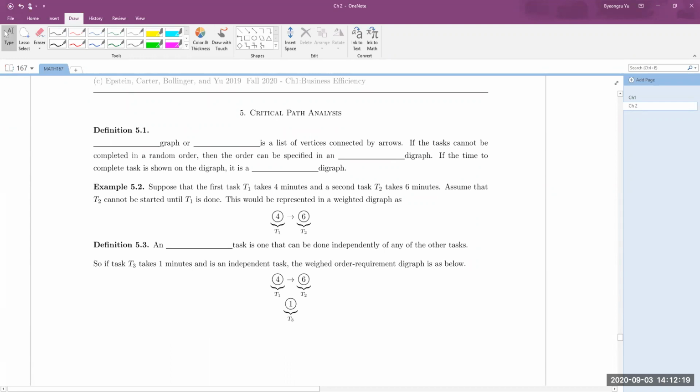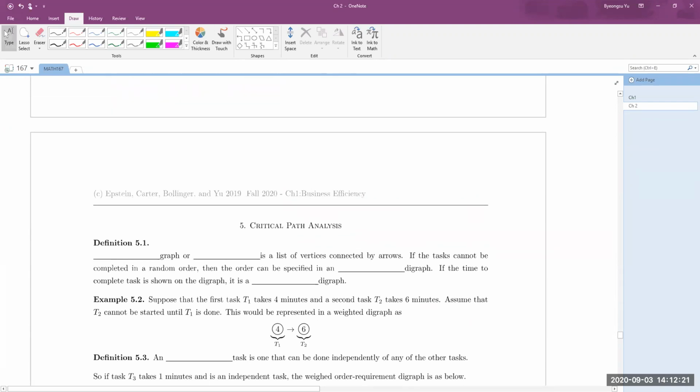Okay, then let's deal with the critical path analysis. To deal with the graph, we will deal with some kind of graph with arrows, right? Previously we just dealt with graphs with edges, but edges have no direction, right? But now we will give them a kind of direction, like this arrow. In the real world, people always use some direction to move from somewhere to somewhere, right?